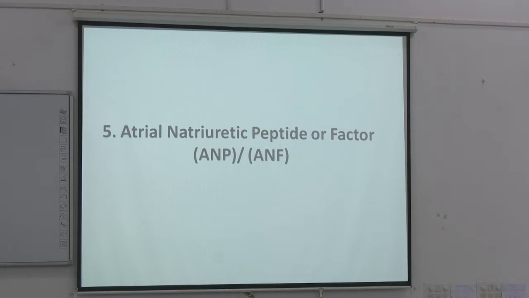Atrial natriuretic peptide, or factor, ANP or ANF. Anyone can tell me from which portion it is secreted? Huh? Yes, it is from hematocrit. I am not expecting the answer only from the first line of this class. I am expecting the answer from the last bench also.